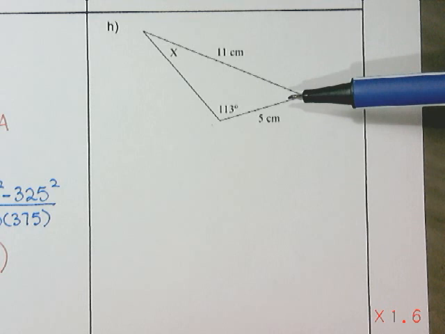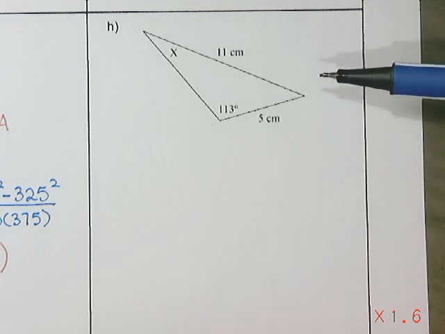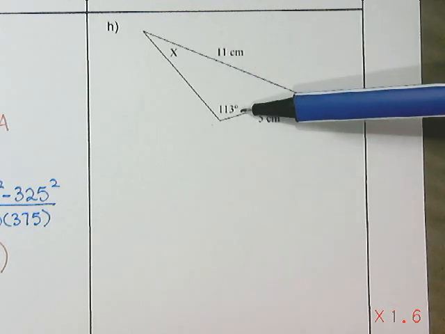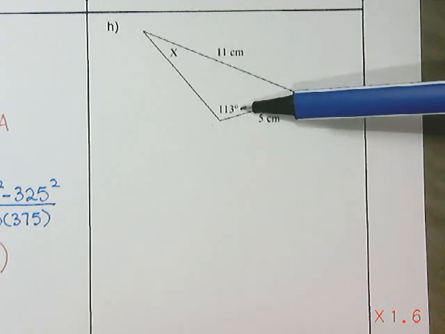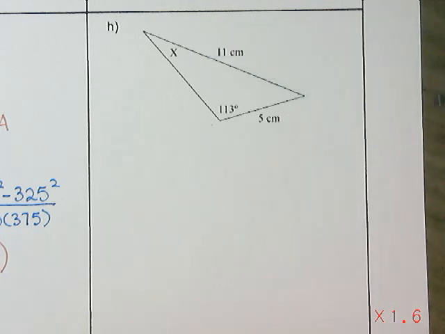In this question, we are solving for x in the following triangle. So this triangle has an angle of 113 degrees, a side of 11 centimeters, and a side of 5 centimeters, and we are trying to solve for angle x.